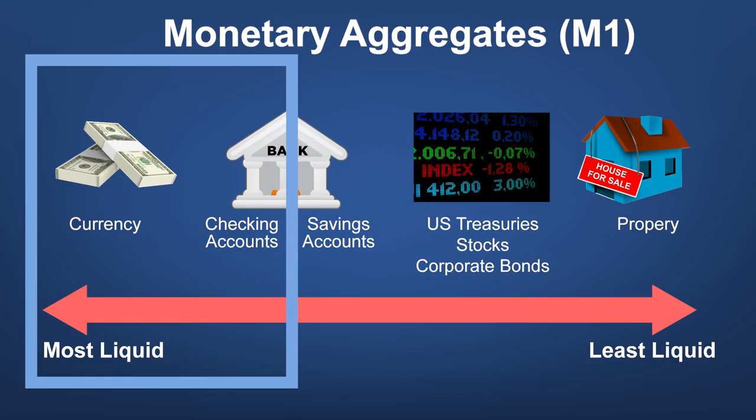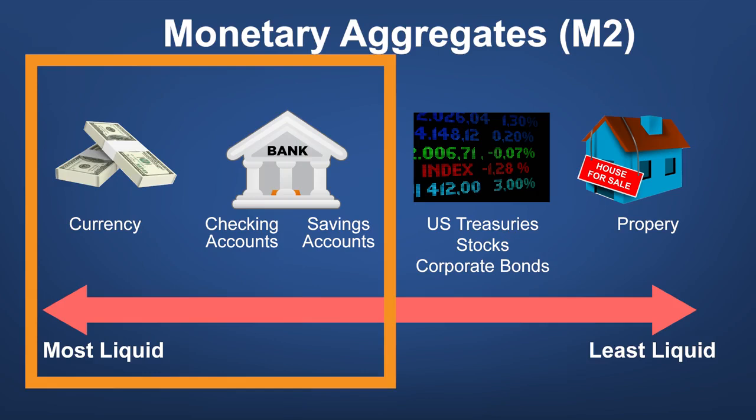M1 is the strictest definition. It includes only paper money that is in the hands of the public, that's in our wallets, not sitting in bank vaults, as well as checking accounts at banks. M2 is a broader measure of money. It takes that M1 and adds in some savings accounts. These savings accounts can be located at banks or a type of mutual fund called a money market fund.